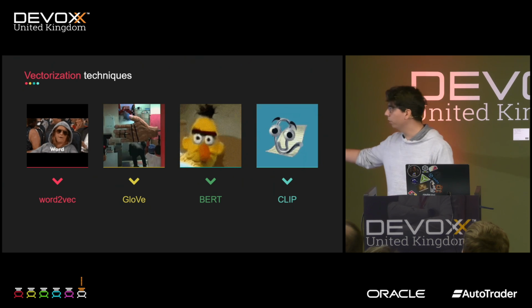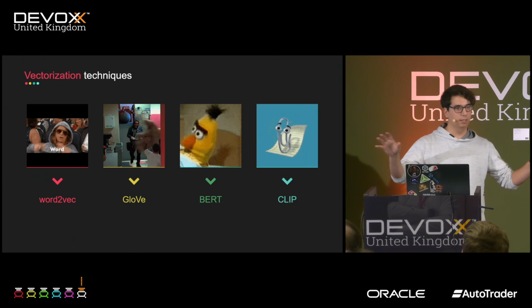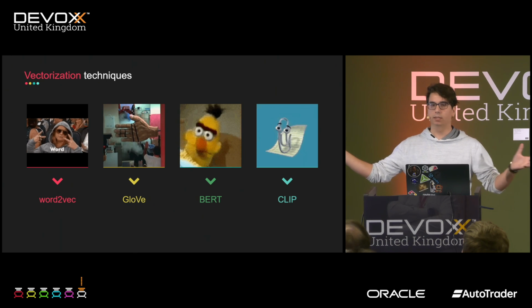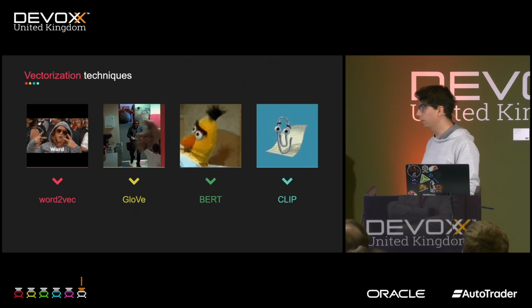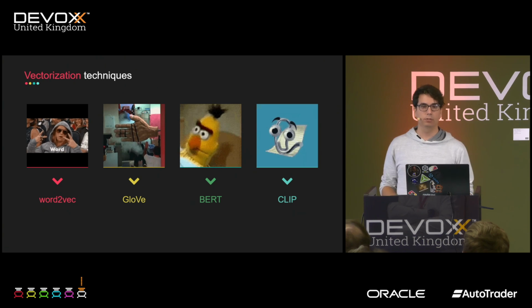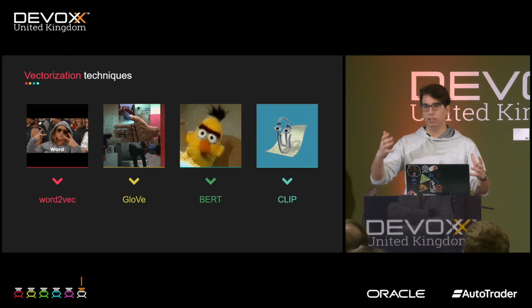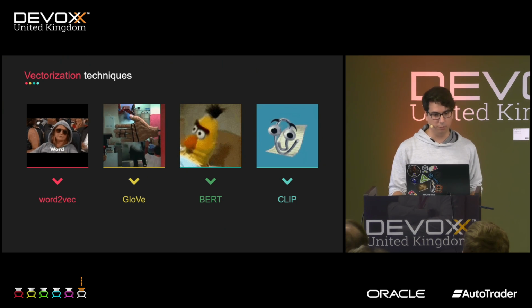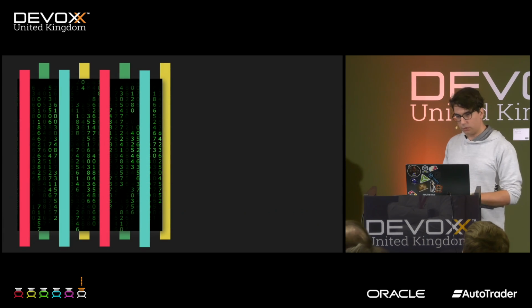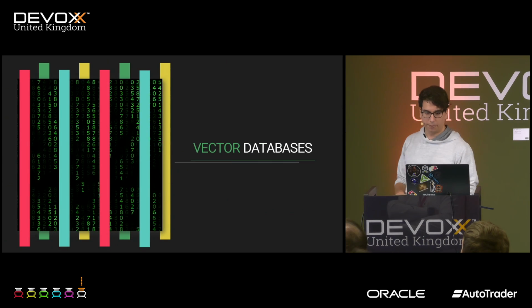And right now we have models like OpenAI CLIP, which is really cool, that can take different sorts of inputs, like images and text, and put them in the same vectorization space. So you can search images with text or text with images and stuff like that. So that's really cool. All right, so those are vectors in short.